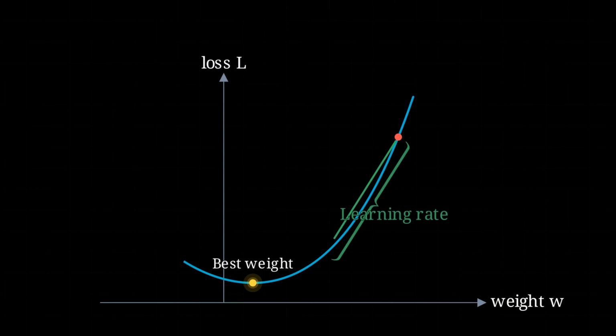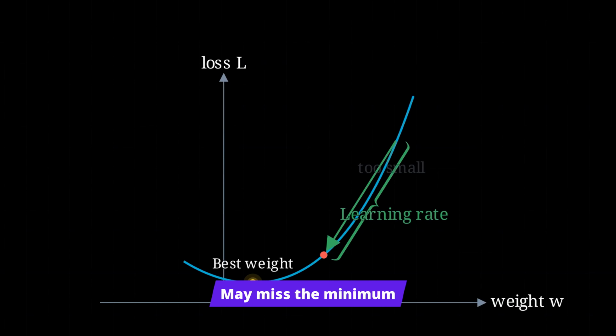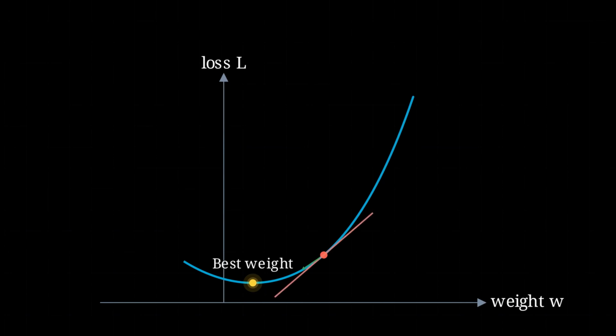Then we take a step. The size of the step is called the learning rate. Sometimes people also call it the step size. If the learning rate is too small, learning becomes very slow. If the learning rate is too large, we may jump too far and we may miss the minimum. So the model does this again and again. Compute gradient. Take a step. Compute gradient again. Take another step. Eventually, we move closer and closer to the minimum loss.